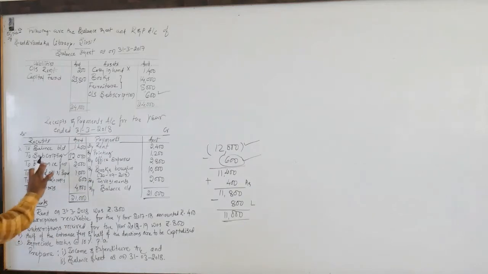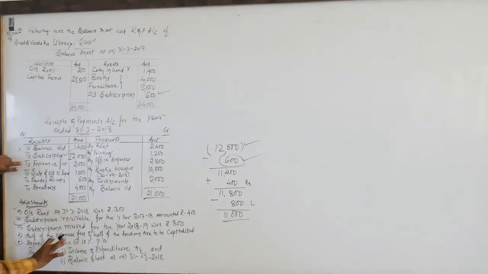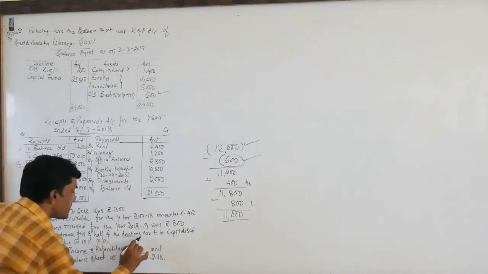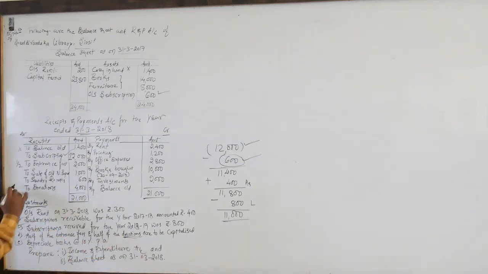Okay, entrance fees. There are some adjustments on entrance fees. I have seen this already while writing this question. Please also see it in the adjustments. Look here, half of the entrance fees and half of the donations. These two are receipts. Entrance fees and donations are receipts.